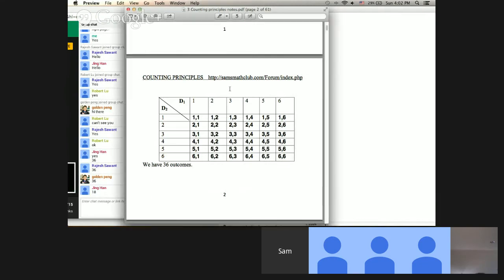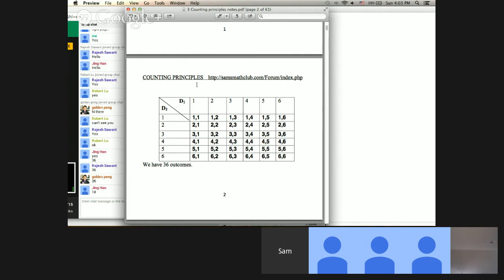If you look at this chart right here, this top half is dice 1, and the left side is dice 2, and then you see all the possible outcomes. For example, 1 1, 1 2, 2 1, 3, continuing. Drawing this chart will take a little bit of time, but it's good because you know you're going to get the problem right per se. And so 36 outcomes.